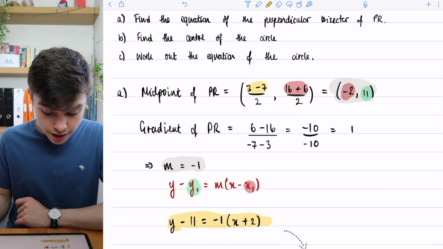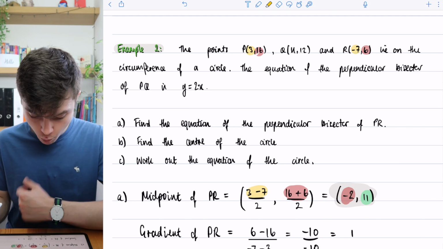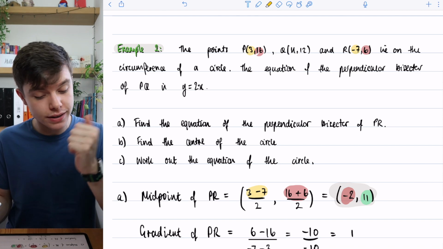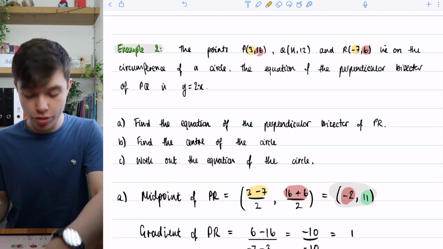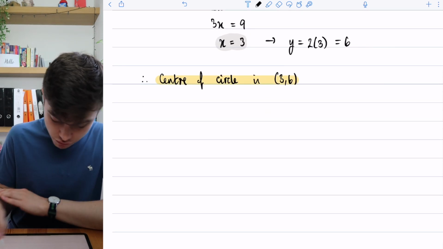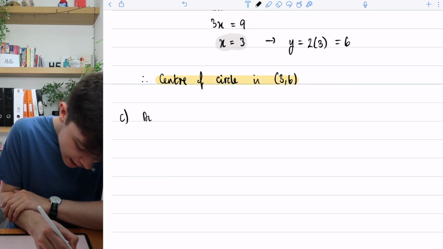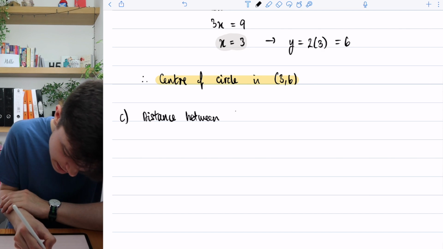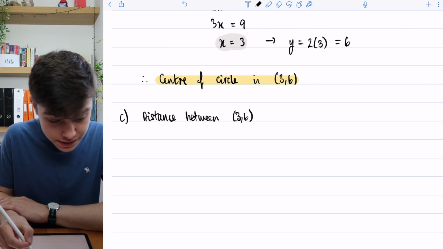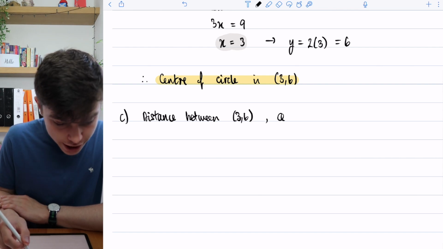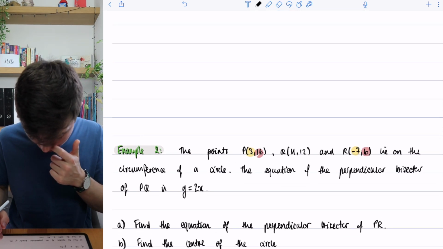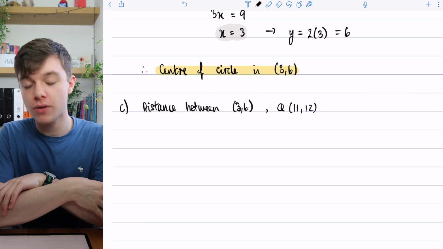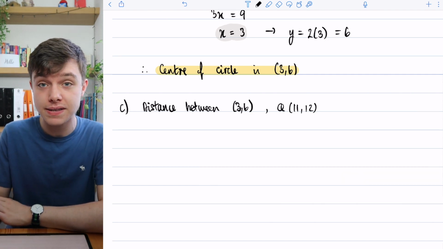So part C says work out the equation of the circle. Well, we need the radius and we also need the centre. We've just worked out the centre, so now let's work out the radius. I'm going to find the radius by working out the distance between the centre, which is 3, 6, and point Q, which is 11, 12. You could have taken any point, but I'll just take Q because that's what the book does and it's quite simple to do.